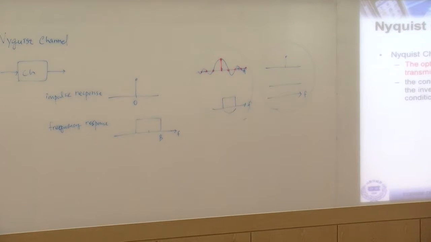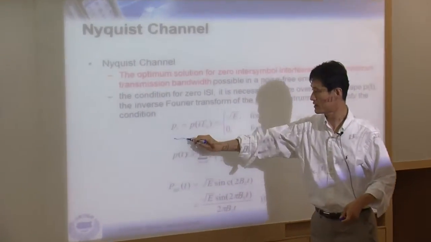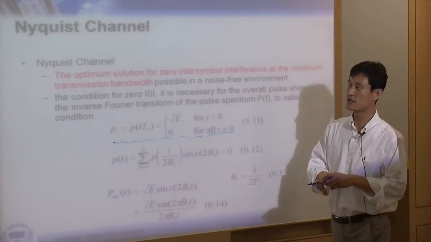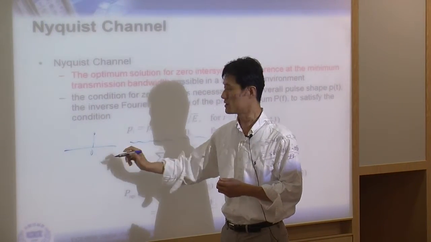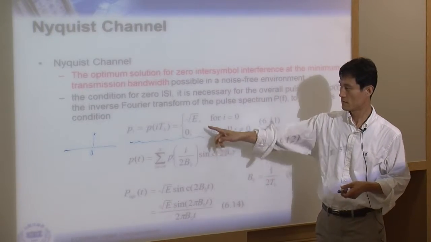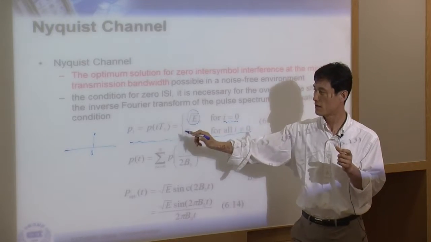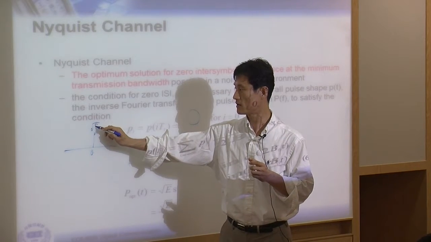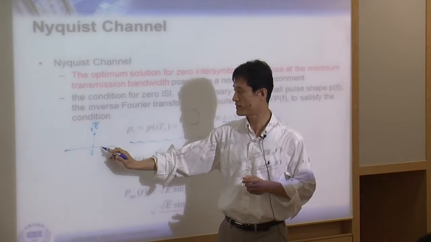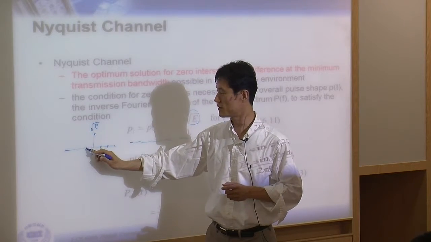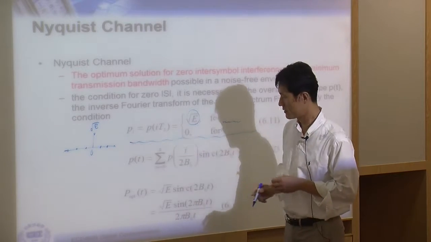So this equation here, the first equation here, simply tells you what we want in time domain. Because here, when I equals 0, you have something. All the other I, you have a 0. So you have 0, 0, 0, 0, things like this. So this is what we want in time domain.